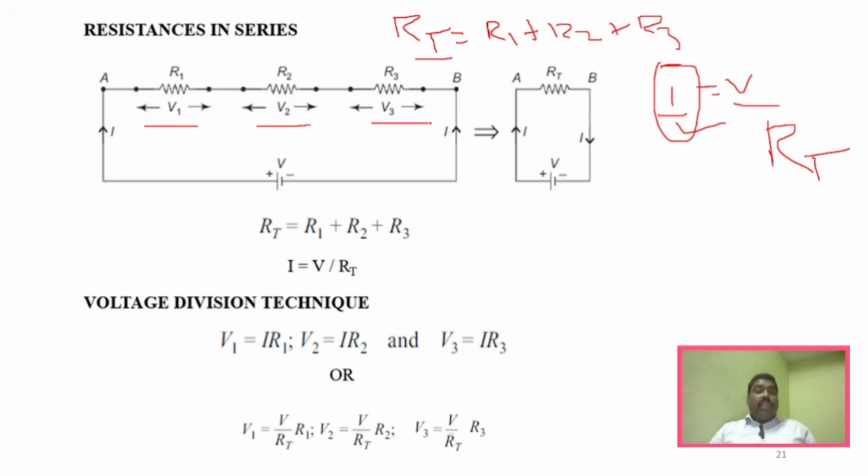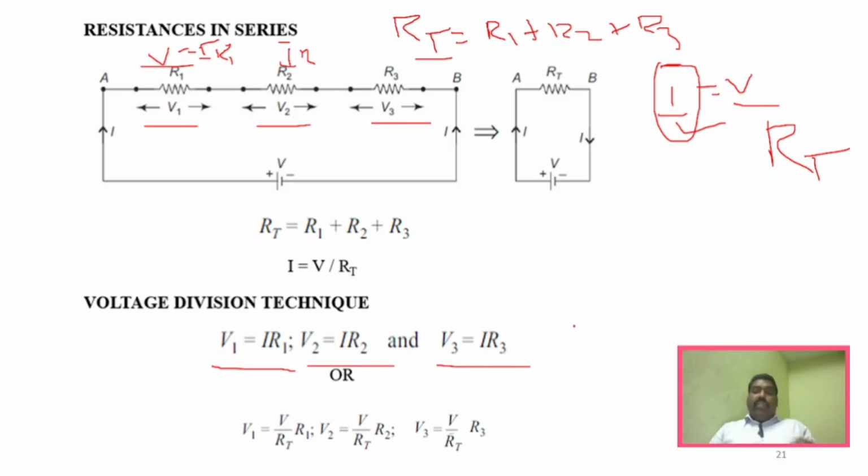We can find V1 is equal to I into R1, using the current which you have obtained here. We can apply V is equal to I into R1 to find the voltage at this particular terminal. Similarly, I into R2 gives V2, and I into R3 gives V3. This is called the voltage division rule, where the voltages get divided: V1 is equal to I into R1, V2 is equal to I into R2, and V3 is equal to I into R3.